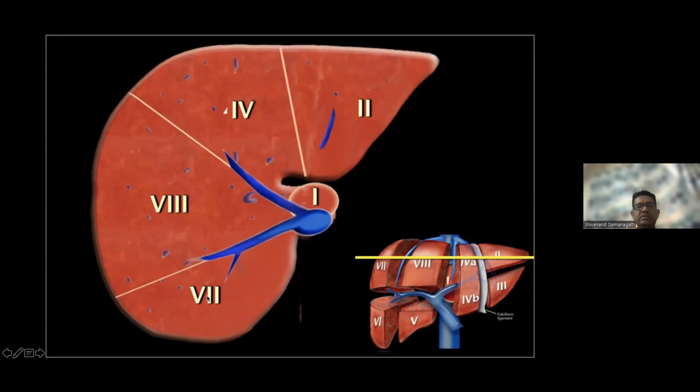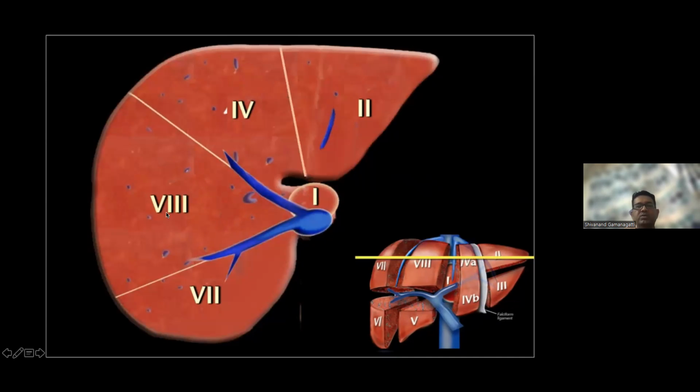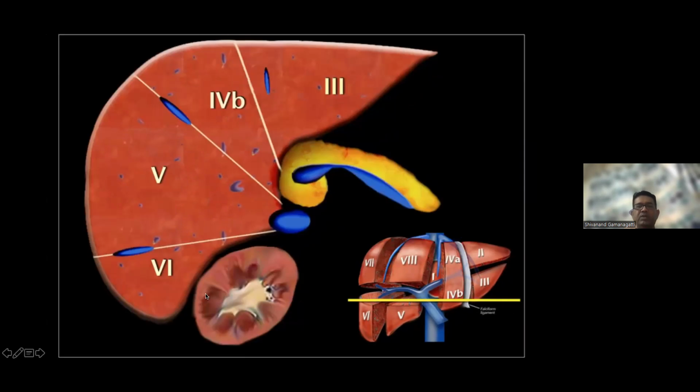The same segments, when you come below the level of the portal bifurcation, become segment 3, segment 4B, segment 5, and segment 6. This is almost at the level of the splenic vein or the splenoportal confluence. So above it is 2, 4, 8, and 7. Below the bifurcation is 3, 4B, 5, and 6.